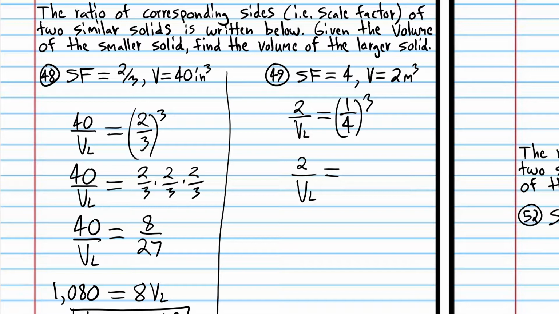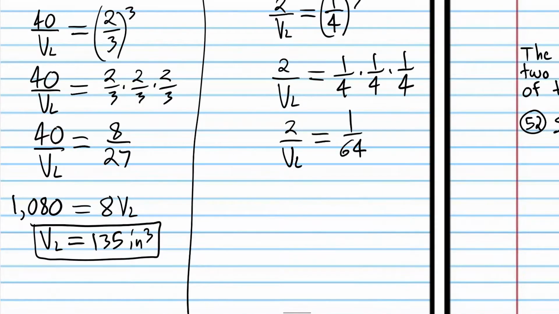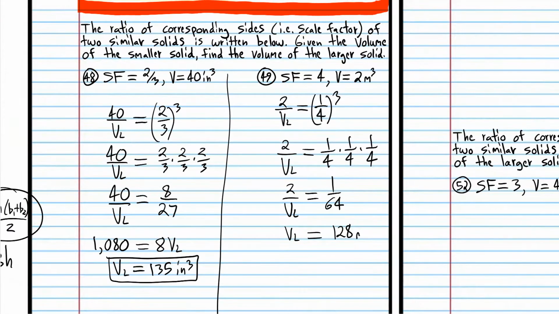So that would just be 1/4 times 1/4 times 1/4, which is 1/64, and I should probably write that. So now we get 1/64 is equal to 2 over the volume of the larger solid. And now we can just use cross multiplication. So 2 times 64 is 128. VL times 1 is VL. And there you go. So now we just put our units, and we have cubic meters.